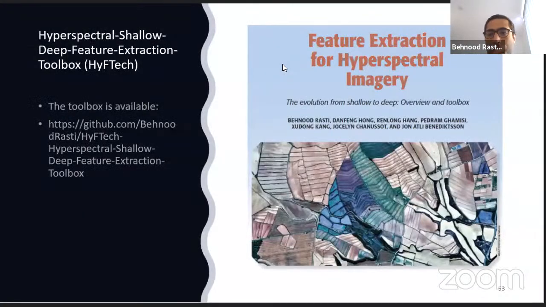I already mentioned this. The paper is called Feature Extraction for Hyperspectral Imagery, the evolution from shallow to deep. It's an overview paper, and the toolbox is available to reproduce all the results. I think you already have the link to the toolbox, and shortly I'll discuss the toolbox and answer your questions if you have any problem working with it.